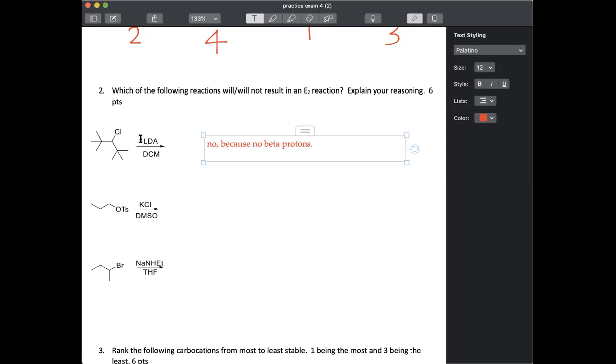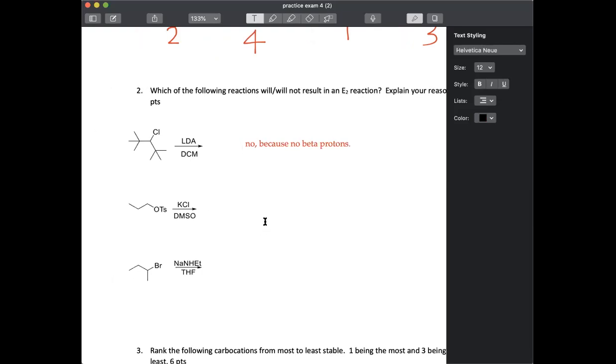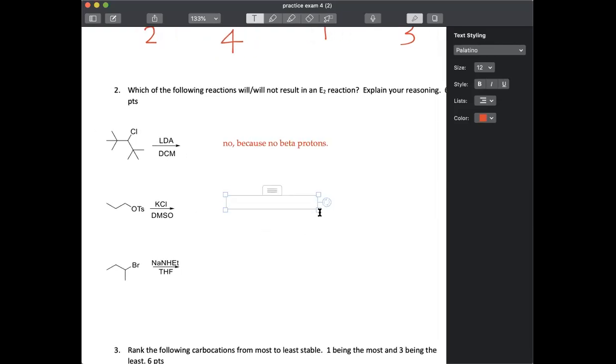So yeah, just because it has an alkyl halide, just because it has an E2 base, right? That doesn't necessarily mean it's going to undergo E2. Look at the very basic definition of E2. You need a beta proton to do elimination, right? So here, alpha position, beta position, there's no hydrogens there. So no E2 because no beta protons, right? So don't rush, right? What about this next one?